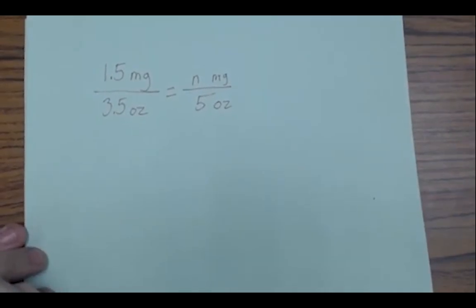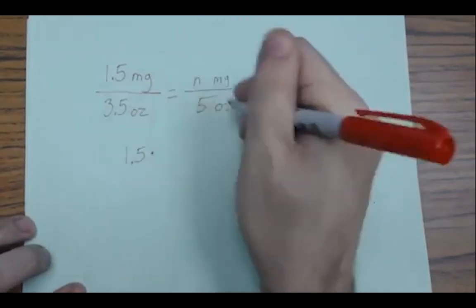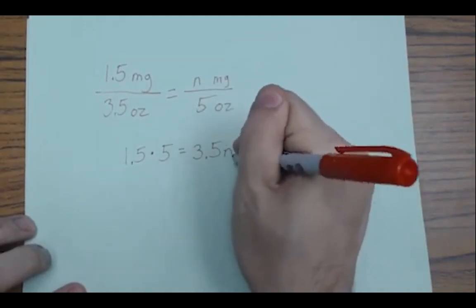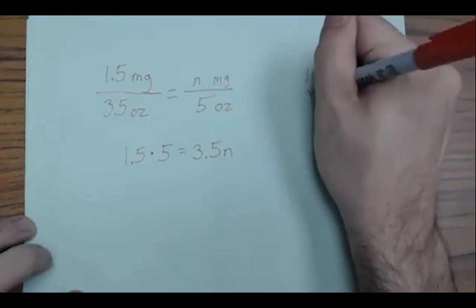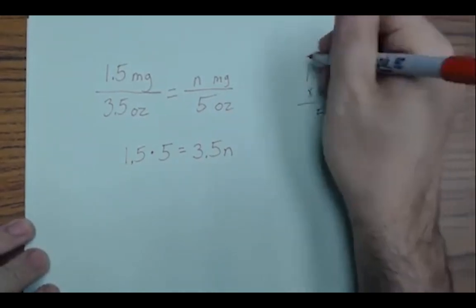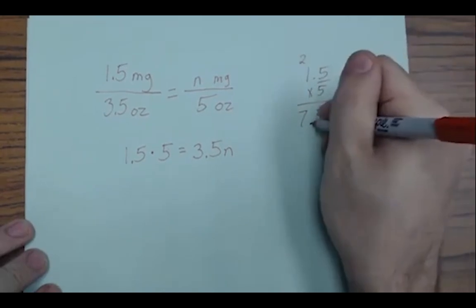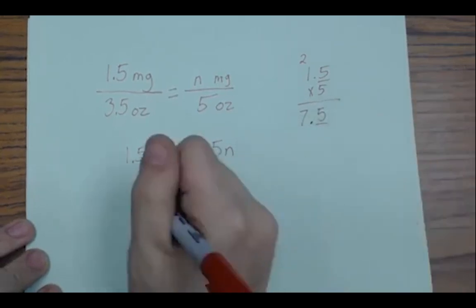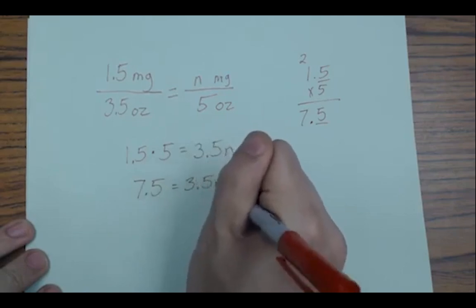Just like the last one, we need to cross multiply. On one side, we're going to have 1.5 times 5 equals, on the other side, 3.5 times n, 3.5n. So we have to do 1.5 times 5. Remember, we don't line up decimals when we multiply. 5 times 5 is 25. Carry the 2. 5 times 1 is 5, plus 2 is 7. There is one space past decimal points, so we put one space after the decimal point in the answer. 1.5 times 5 is 7.5, equals 3.5n.